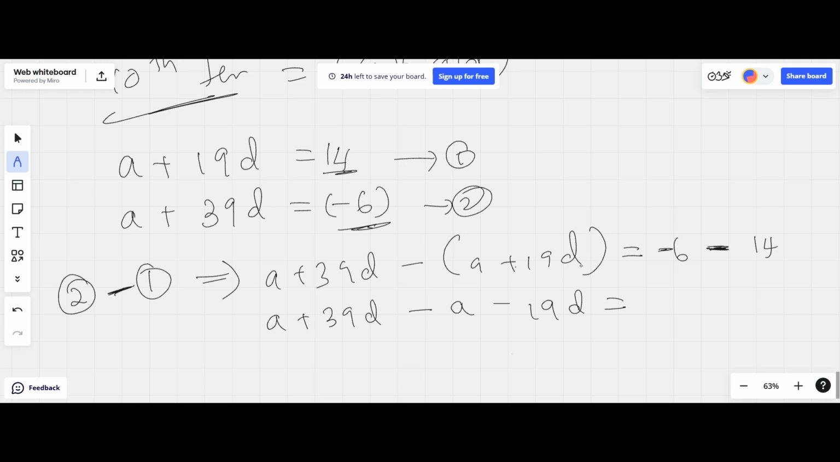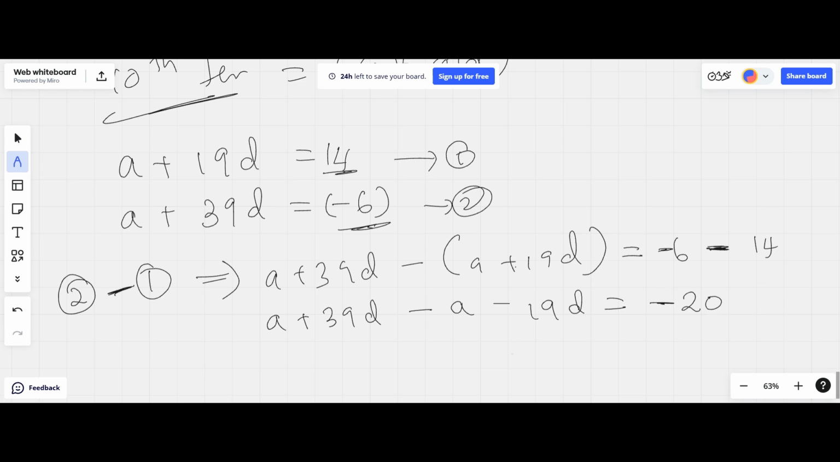Minus 14 means you have to give 14 mangoes to another person. So totally you have to give 20 mangoes. Totally, how much do you have to give? 20. I'm just saying this.